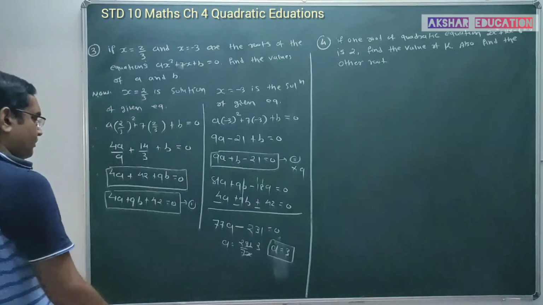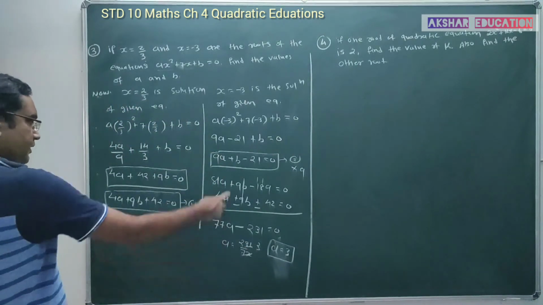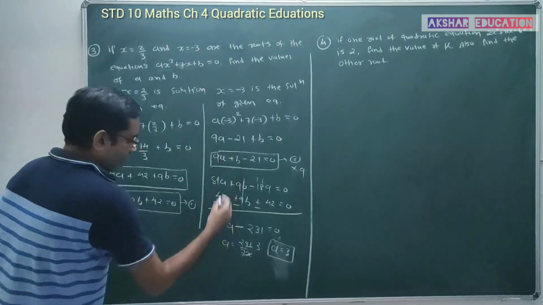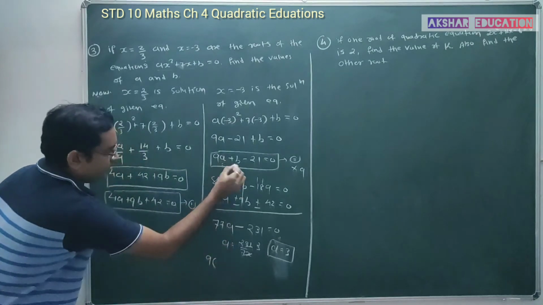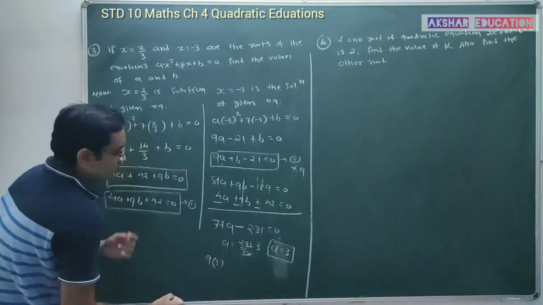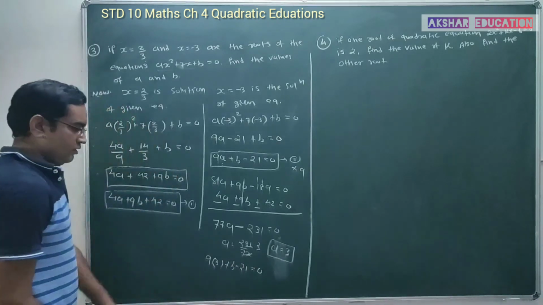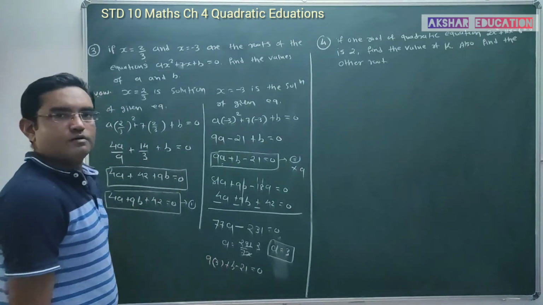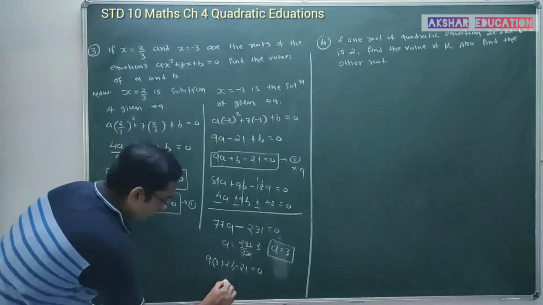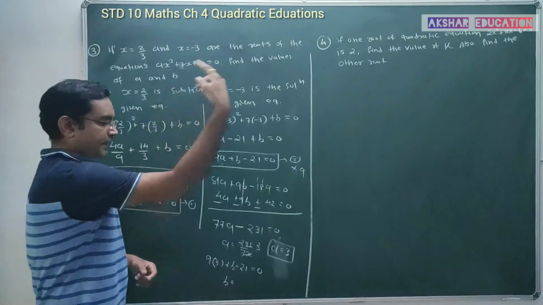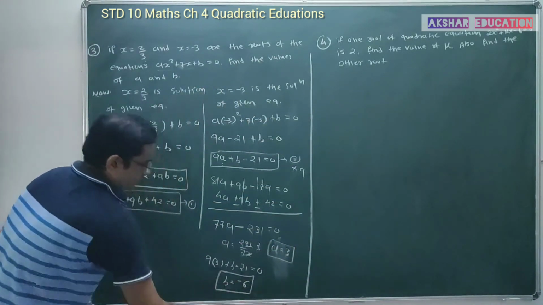A equal to 3. Put this value of a in either of the equations. Put it in equation 2. So it's 9 into a, 9 into a is 3, so 9 into 3 is 27 plus B minus 21 equal to 0. So 27 minus 21 is 6. So B equal to, that 6 will go to the other side, so it will be minus. So B equal to minus 6 is the answer.